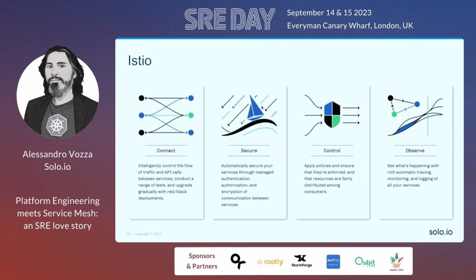It is a CNCF project, so it's been recently donated. There was a different foundation managing Istio, but then it was donated to CNCF, and now it's part of CNCF. So it's like Kubernetes and Prometheus and 170 other projects, part of this big family of open source projects in the Cloud Native Computing Foundation. It's a service mesh, a tool that can help you connect, secure, control, and observe your microservice infrastructure.